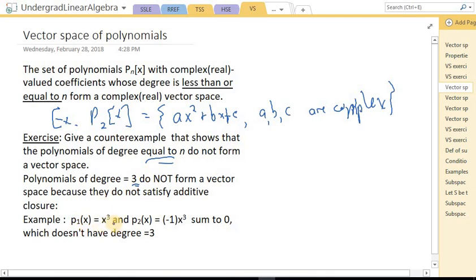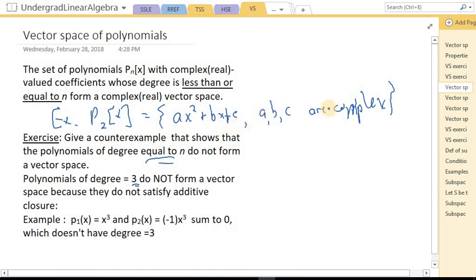Here's P1 of x, I can call x cubed. Now that certainly has degree 3. And P2 of x is minus 1 times x cubed. That also has degree 3. When I sum those together, that's the zero polynomial, which doesn't have degree 3. So I take two degree 3 polynomials, I add them together, their sum does not have degree 3. However, the sum has degree less than or equal to 3. So that's not a counterexample to Pn. The polynomials of degree less than or equal to 3 are still a vector space. So that's something that's true.